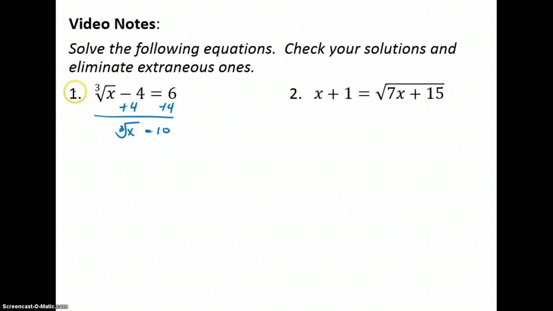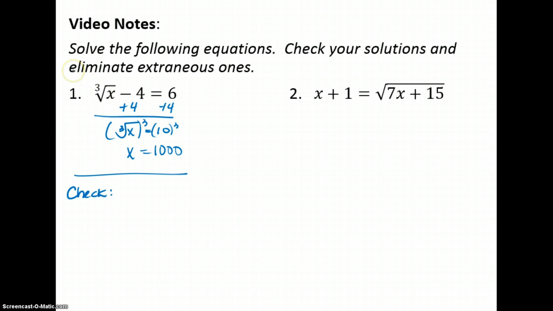Now to undo a cube root, I cube both sides. The cube root and the cubed will undo each other. I get x equals 10 to the third, which is 1,000. Now here's the important part. Let's check our work and make sure that 1,000 actually is a solution.